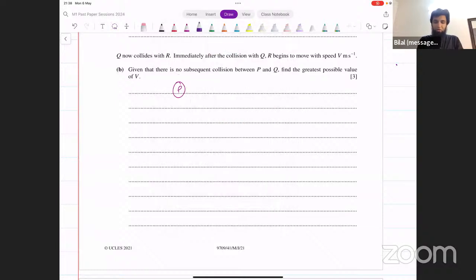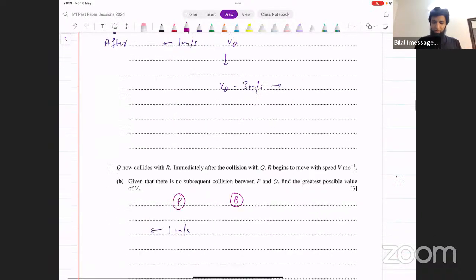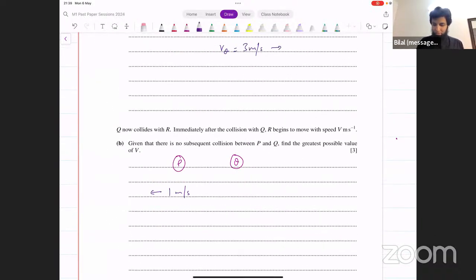Okay, so what do we know about particle P after the first collision? It's moving at 1 meter per second to the left side. Okay, P is moving to the left at 1 meter per second. What do we know about Q? Q is moving to the right at 3 meters per second. And what about R? R is at rest, R is at 0 meters per second. This is what we know before the second collision.